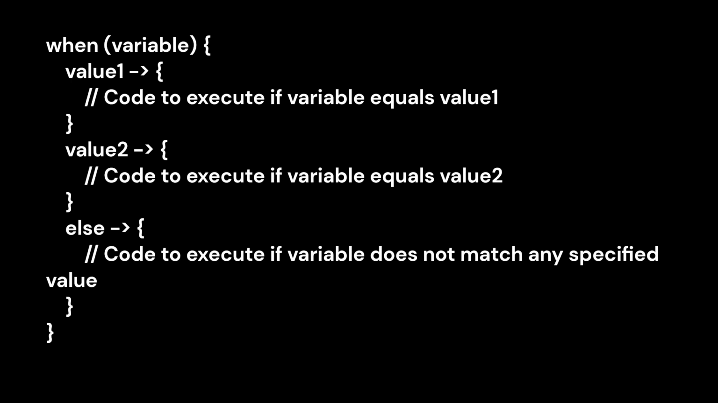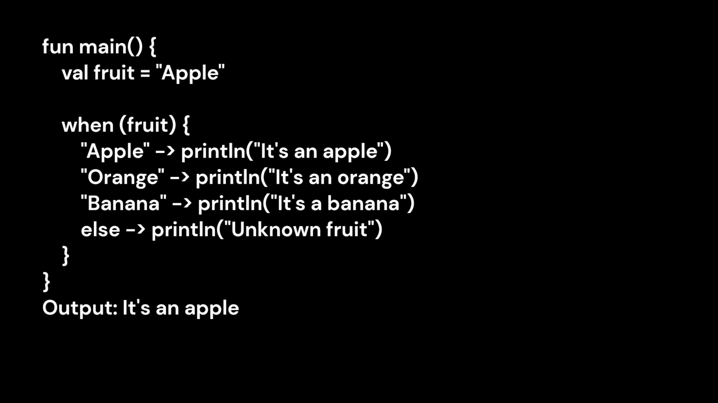The when statement is used as a replacement for the traditional switch statement found in some other programming languages. It allows for concise and flexible branching based on multiple conditions. The when statement checks the value of the fruit variable. Depending on the value, it prints a message describing the type of fruit.